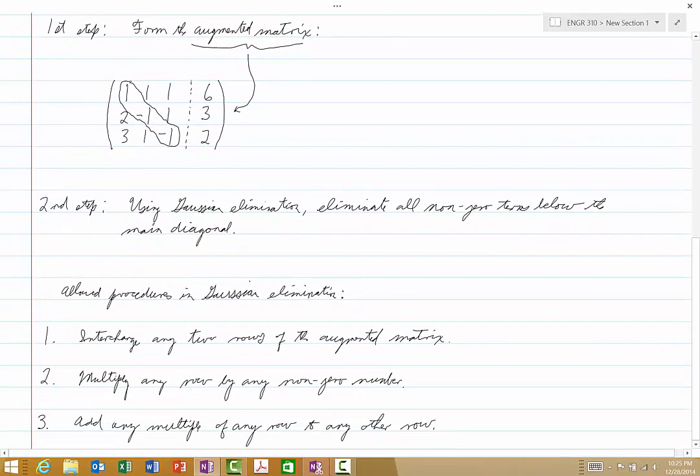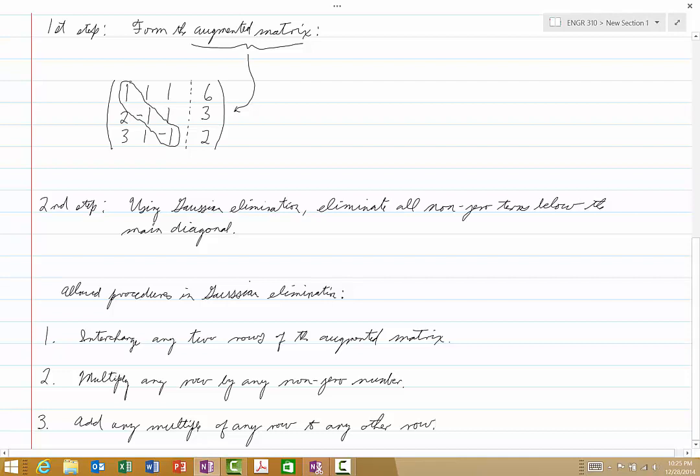And the last thing I want to point out before we proceed is that these three techniques, if you wish, you can memorize this list of procedures that you can use in Gaussian elimination, but there's really not much to it.